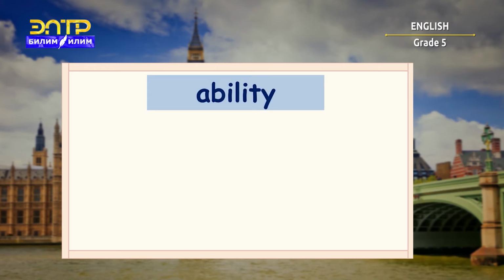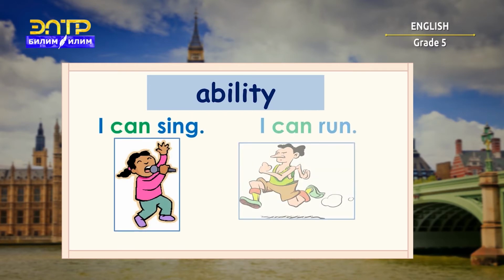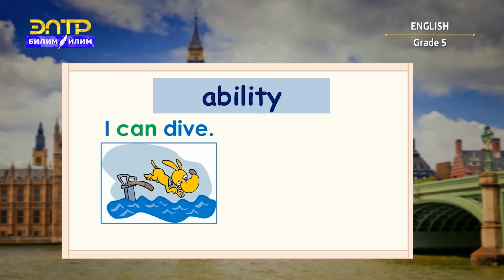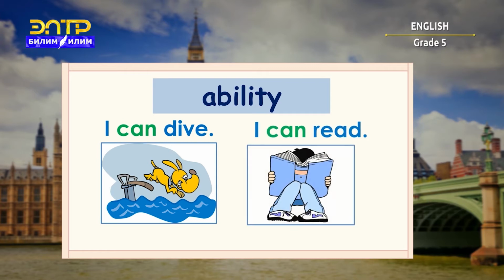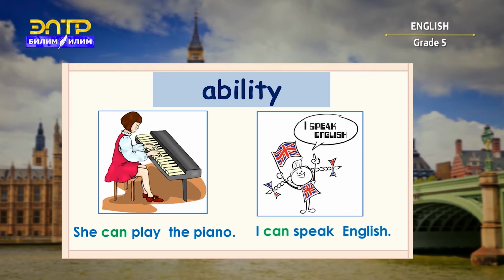You know that we can use modal verb can for expressing ability. For example, I can sing, I can run, I can dive, I can read. She can play the piano. I can speak English.